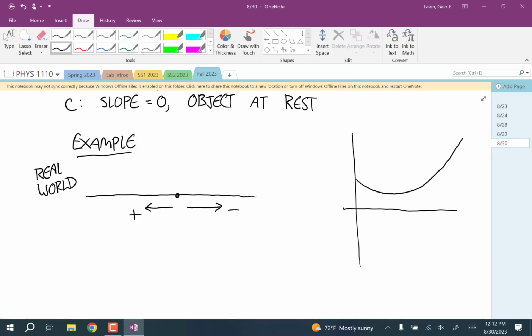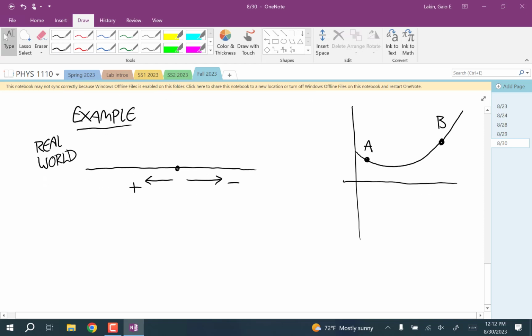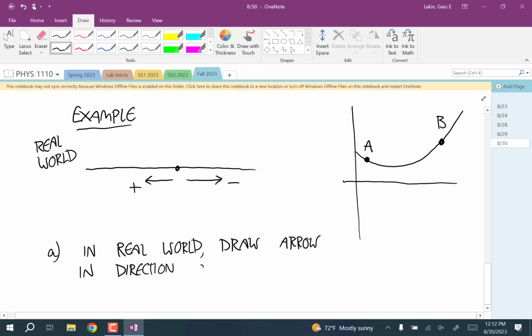let's say that we want to know, let's do an A and a B. Okay, so first, in the real world, draw an arrow in the direction of the object's motion at the point A. And then we're going to do the same thing with B. You can do that now if you want. I'm going to just write that down after we finish the first one.